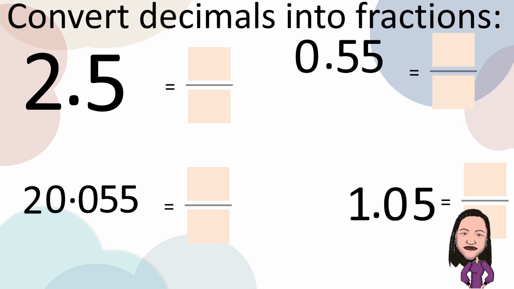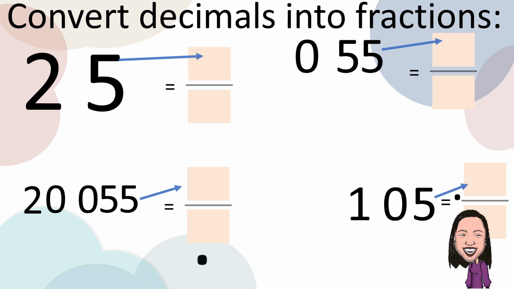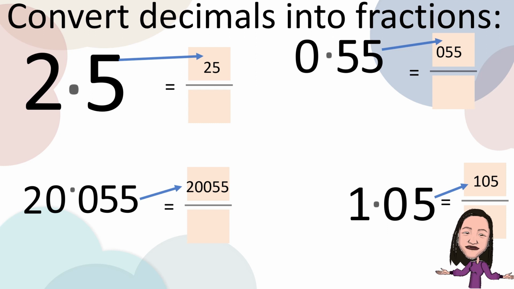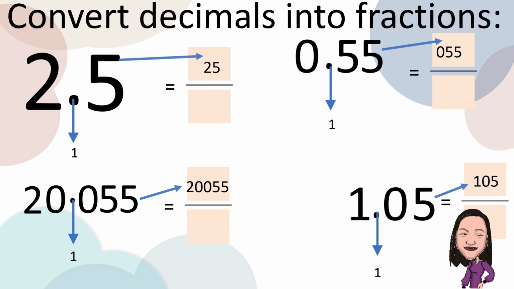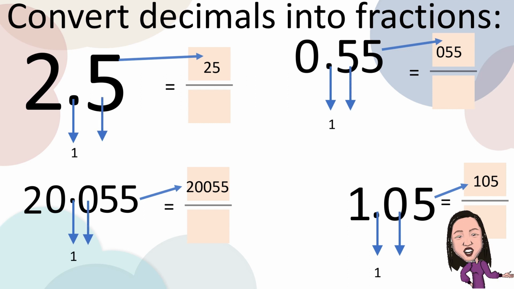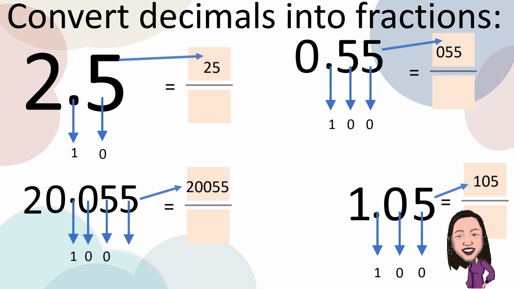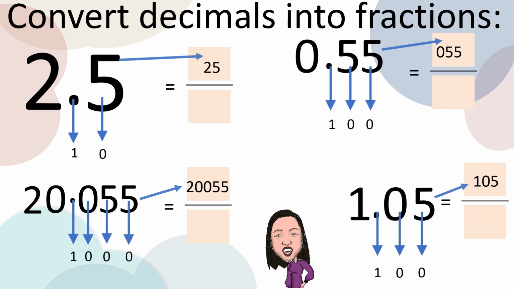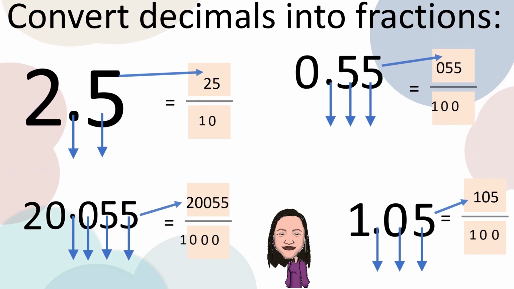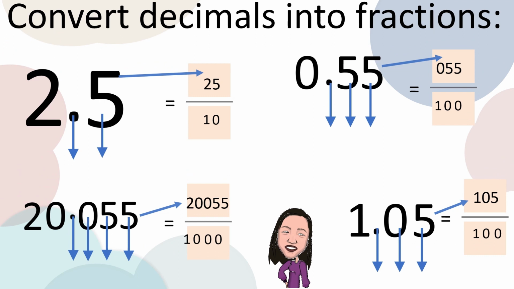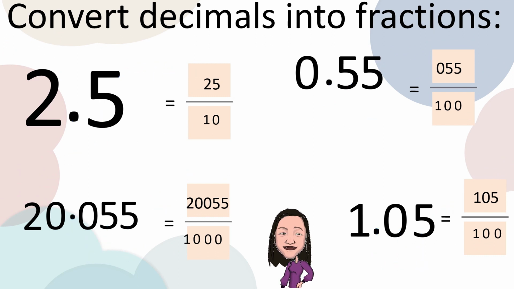1. Drop the decimal to get the numerator. Write the numerator. 2. Write 1 below the decimal. 3. Write 1 0 below each number after the decimal. And voila! There you have it. You have all the decimals converted into fractions. That was easy, isn't it?